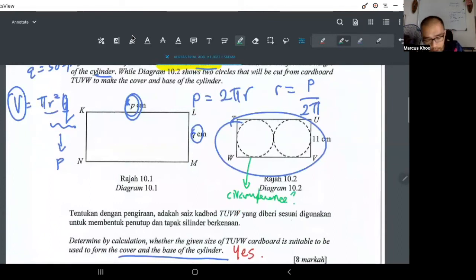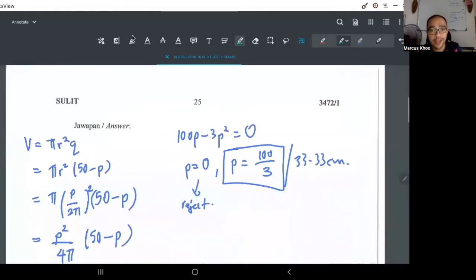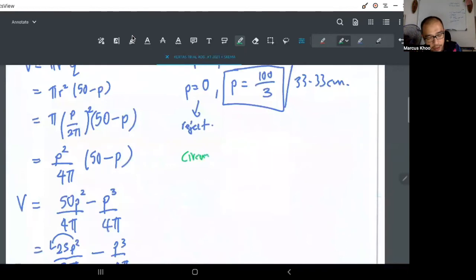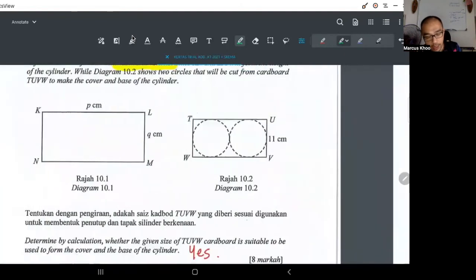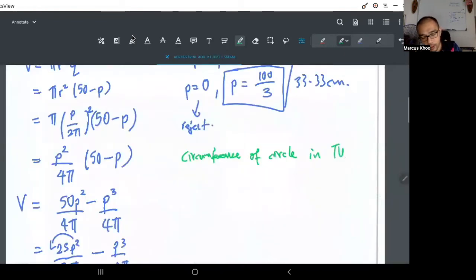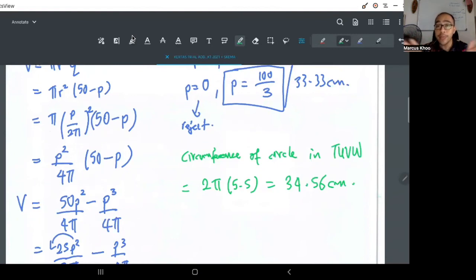So the question is, now we have to figure out how much is this circumference. Take a look at this. This is 11 cm. So my radius is how much? My radius is 5.5. So the circumference of the circle in TUVW is equal to 2 pi times 5.5, which is about 34.56 cm. So the cylinder you want to make, we know the circumference is 33.3, but the circle in the other cardboard is about 34.56.